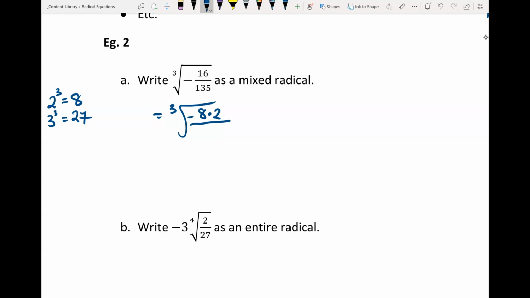For the next one, we have 135 in the denominator. Because it ends in a 5, I'm probably going to multiply 5 with something. And it happens to be 27 times 5 is 135. And 27 is a perfect cube, so this is going to work out. Now I'm going to do my simplification.